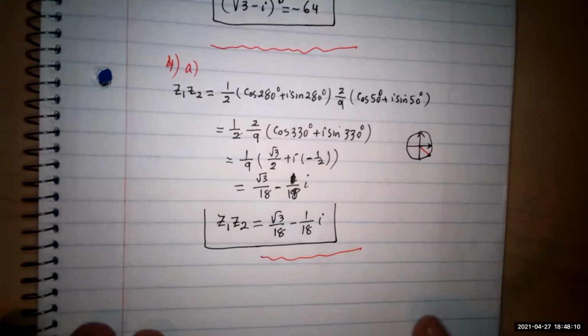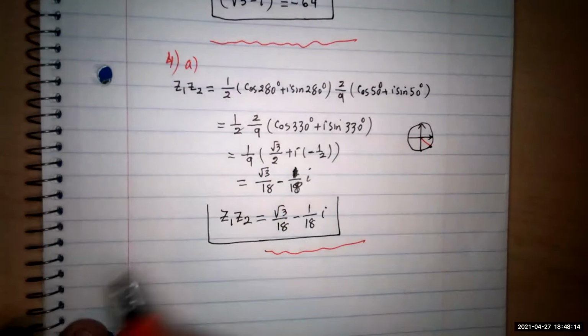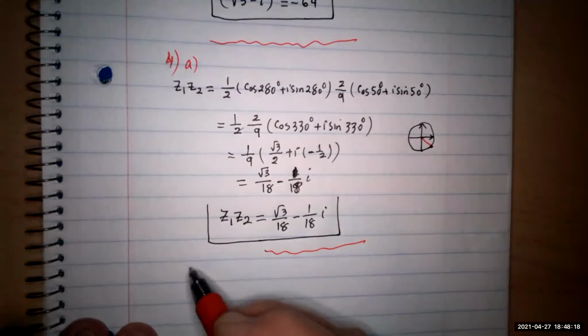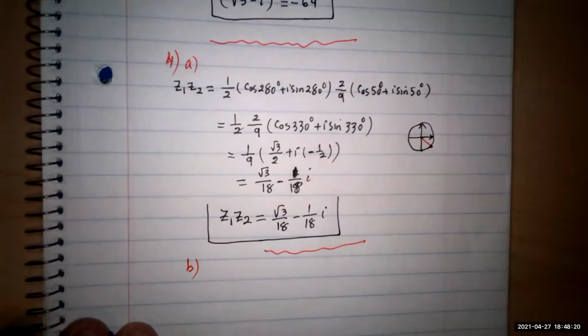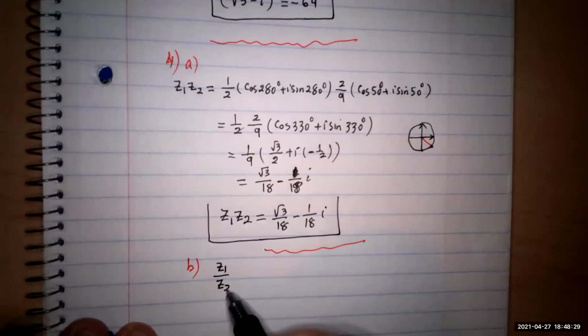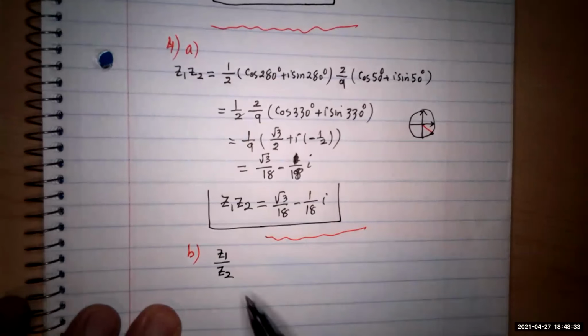We have the case for division. When we divide, you know that we are going to find the difference of the angle. So this is going to be part B. Part B, the numbers are different. They ask you to divide Z1 divided by Z2. Okay, now you bring the numbers.